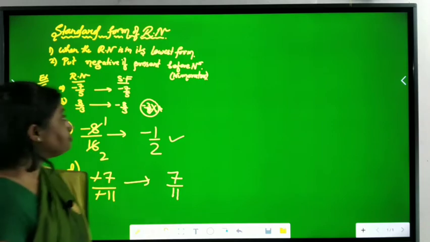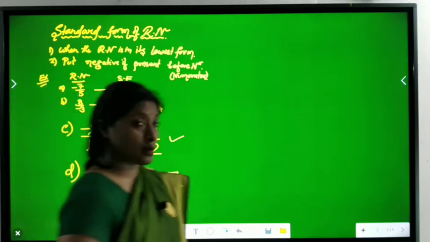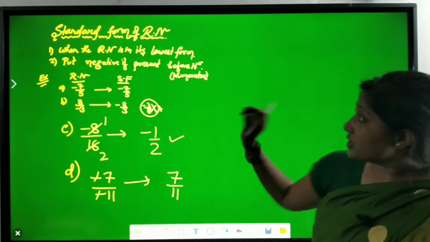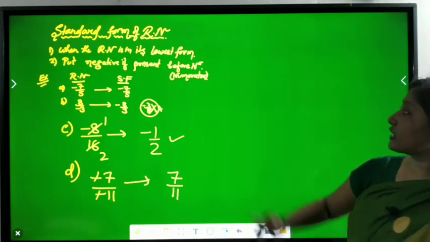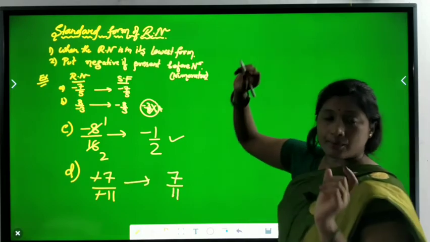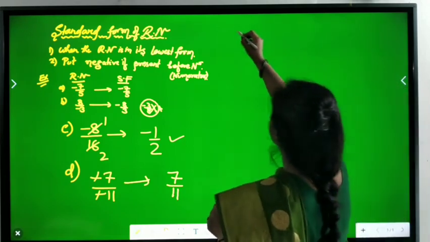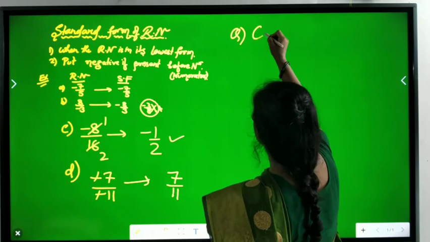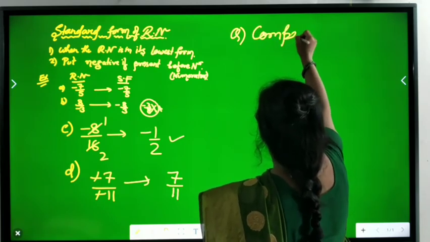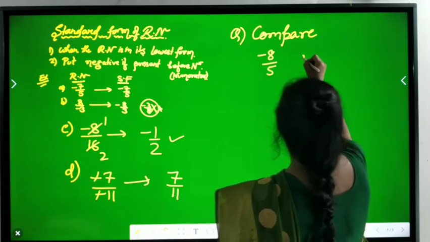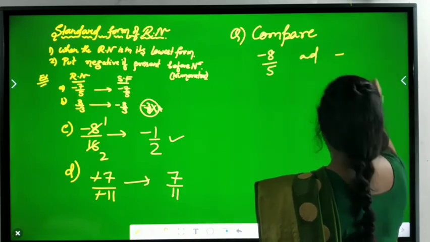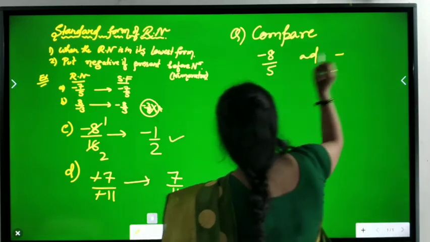Okay, is it clear? Now let us come to the next topic. Why is this topic important? Standard form of rational number. Just look at here. When you are going to compare two rational numbers, look at here. If I give you, compare minus 8 by 5 and minus, not minus, just a minute.